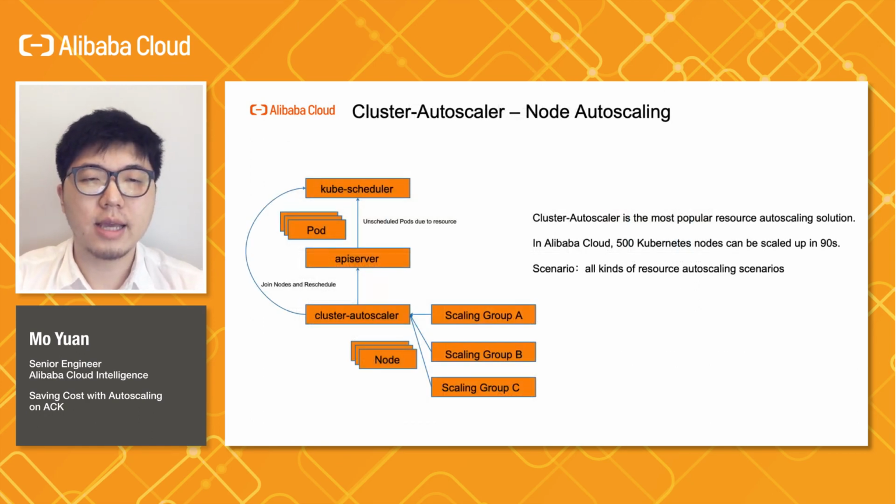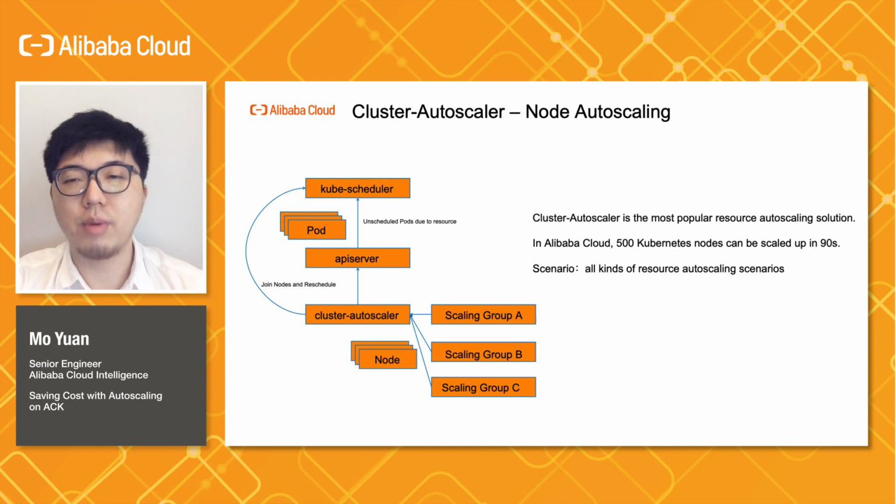Node autoscaling is a kind of resource autoscaling method. The cluster autoscaler would watch pod changes from API servers. When the pods are unscheduled because of insufficient resource, cluster autoscaler would choose a scaling group to provision new nodes for the cluster. When the new nodes join into the cluster, the unscheduled pods would be rescheduled to the new ones. In Alibaba Cloud, 500 Kubernetes nodes can be scaled up in 90 seconds.